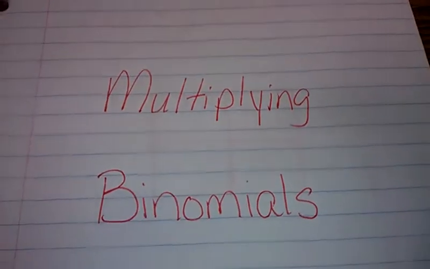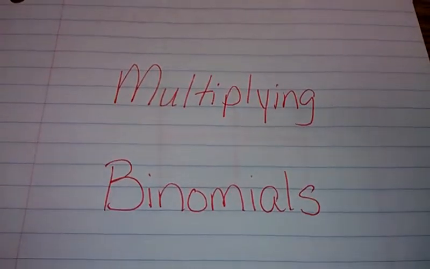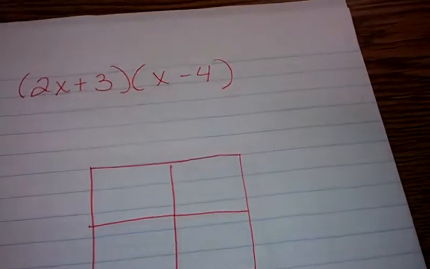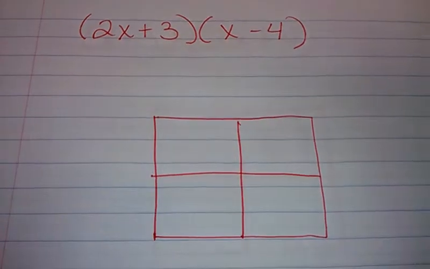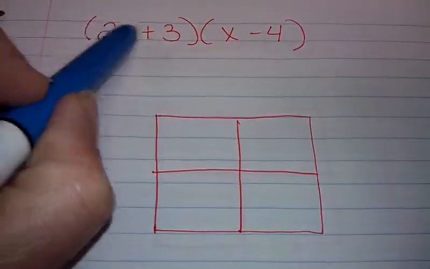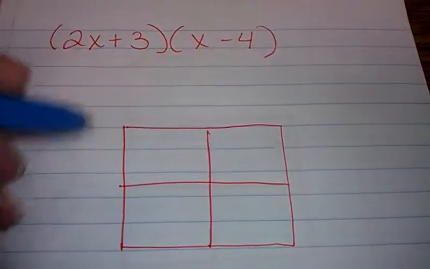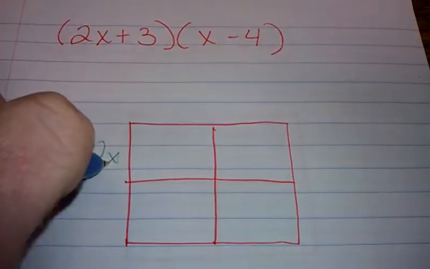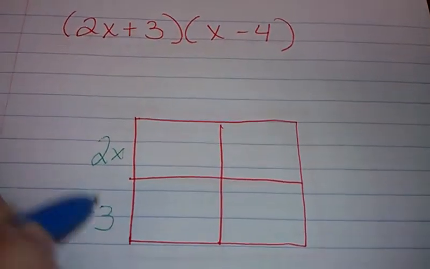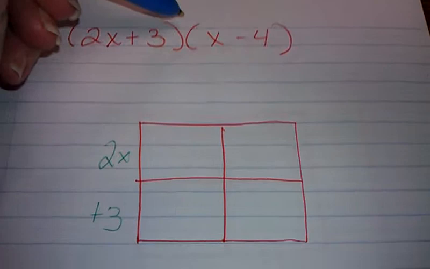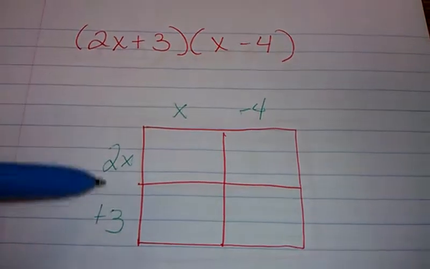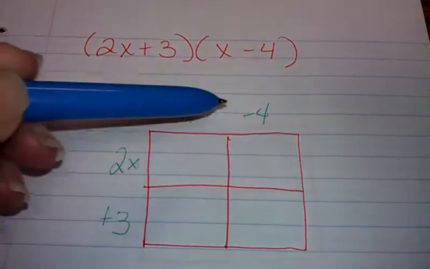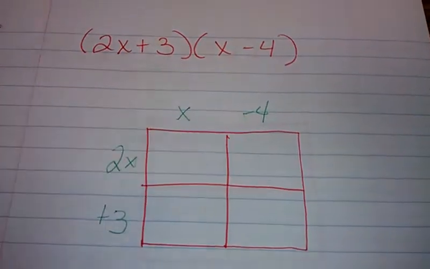This lesson is on multiplying binomials. We have 2x plus 3 times x minus 4. We've got two terms here, and those are going to come down the first column here. We have 2x plus 3. What's in the second parentheses is going across the top: x minus 4. Now these are our factors, and what we're going to get inside of here is going to be our product.